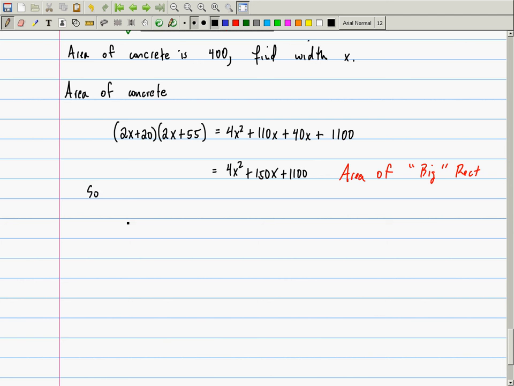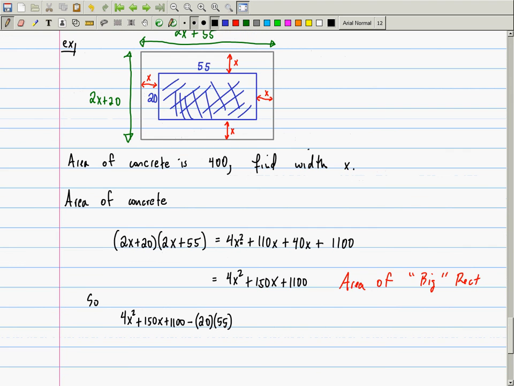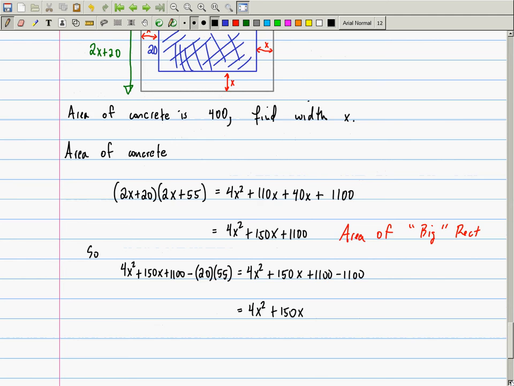So the area of the concrete actually is 4x squared plus 150x plus 1100 minus the area of the inner rectangle, which is 20 times 55, which is 1100. So this is 4x squared plus 150x. Okay, good. So that's the area of the concrete.